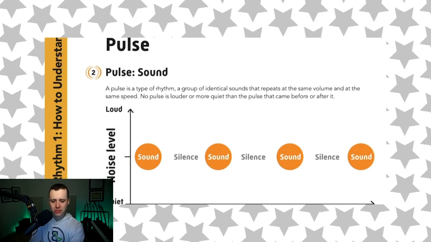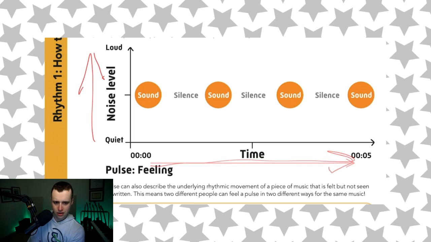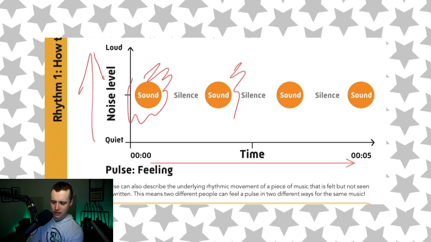We can see from this nifty little graphic here that sure enough, we can see noise levels here. This is talking about how loud something is. We can see time here. This is talking about how long we are listening to this for. And then we have our sounds and then silences, sounds. We can see that all these sounds are exactly the same, and they have the same amount of space between them, and they're all exactly the same loudness or the same volume. Let's listen to the example of a pulse.